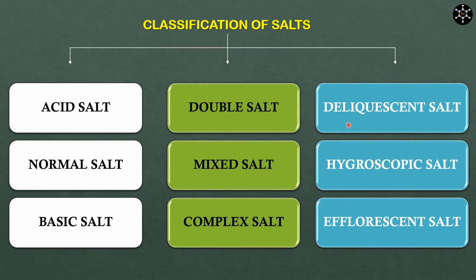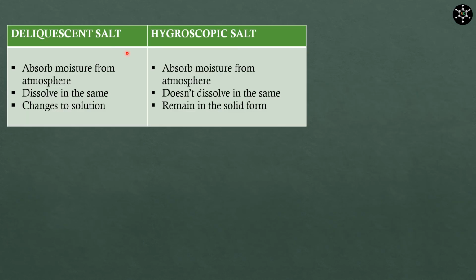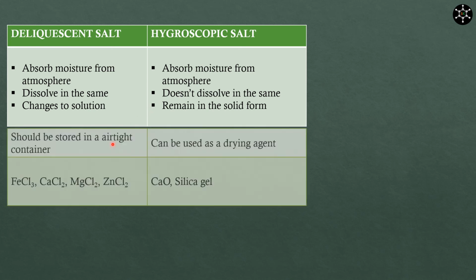Last section is deliquescent salt, hygroscopic salt, and efflorescent salt. Both deliquescent and hygroscopic salt absorb moisture from the atmosphere. Difference is deliquescent salt after absorbing the moisture changes to solution form, whereas hygroscopic salt remains in the solid form even after absorbing the moisture. Since it changes to solution form, deliquescent salts are to be stored in an airtight container, whereas hygroscopic salts can be used as a drying agent.